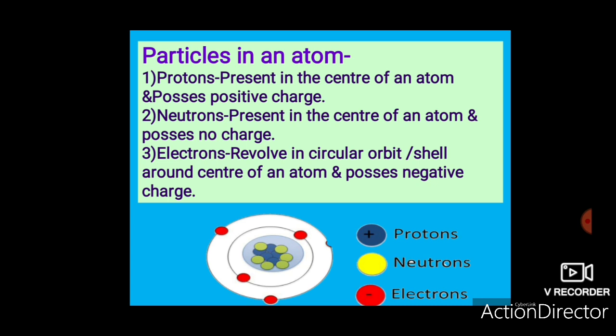Electrons revolve in a circular orbit or shell around the center of an atom and they possess a negative charge. The number of protons and the number of electrons remain the same in an atom. Observe the given diagram. In this diagram, blue particles represent protons, yellow particles represent neutrons, and red particles represent electrons. Protons and neutrons are present in the nucleus, while electrons are revolving around the nucleus in various orbits.